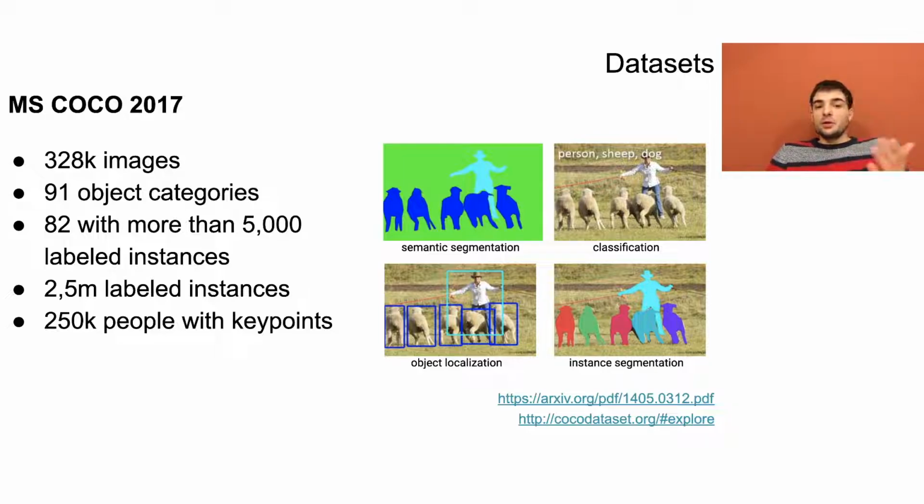For example, MS-COCO from 2017. It has around 330,000 images. It has 91 object categories, and it's used for semantic segmentation, object localization, detection, classification, and so on. These images are not just labeled with a class label; instead, they have localization, instance segmentation maps, bounding boxes, and so on. MS-COCO is usually used to train from scratch or fine-tune some models, even nowadays, because this dataset is rather new.